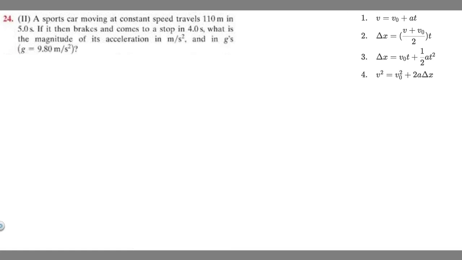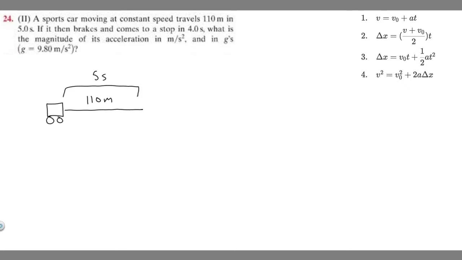So let's just draw a diagram of what's going on here to better understand it. So we have this car. I can't really draw a car, so I'm just going to draw a box with wheels. And so here's our car. We know it's traveling at a constant speed, and it travels 110 meters in 5 seconds. So it's going to travel this distance, we're going to call it 110 meters, and the amount of time this takes is going to be 5 seconds.